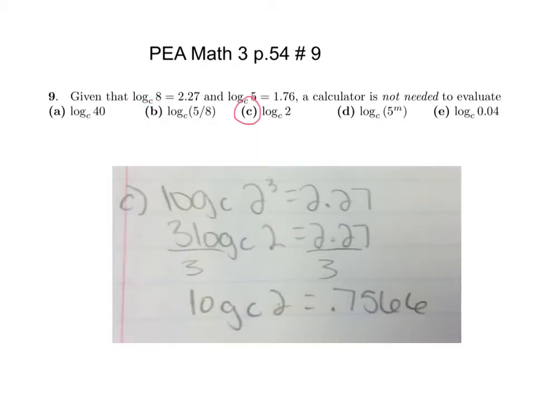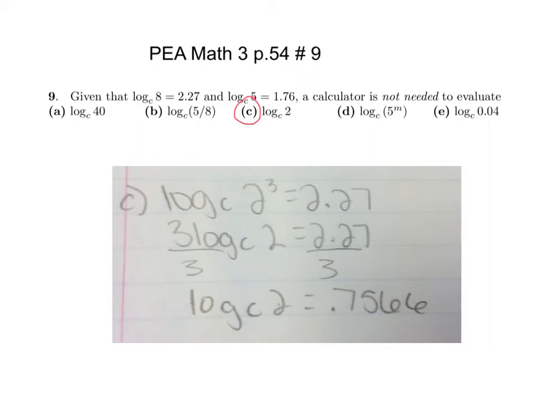So Allison, what did you guys do for C here? We replaced the 8 in log C of 8 equals 2.27 with 2 to the third power since that's equal to it. Okay, go ahead. Let's say it a little louder so everybody can hear. Since log C of 8 was 2.27, they transformed the 8 to 2 to the third power. I agree with that. Then what'd you do?